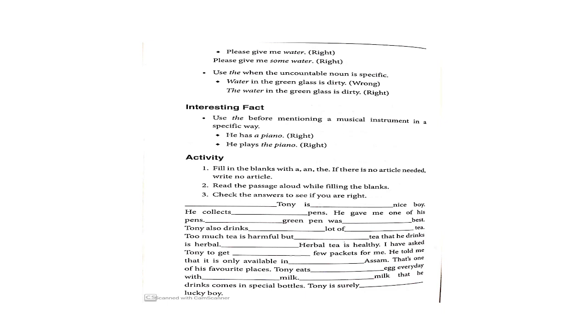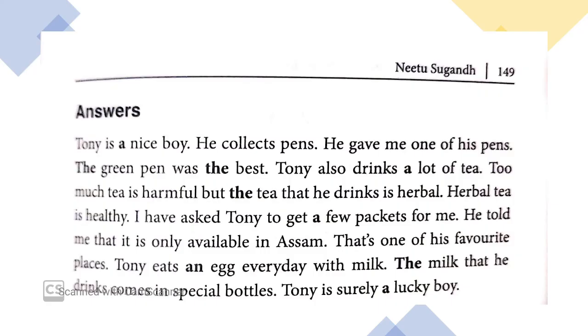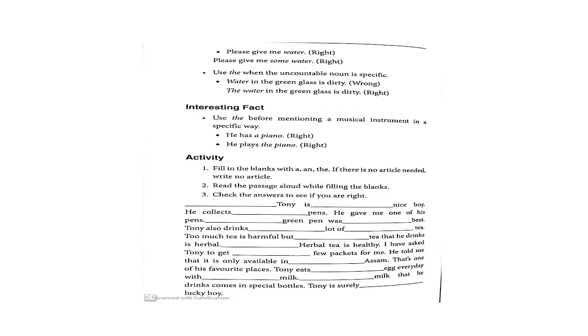So you have to do this activity. Fill in the blanks with a, the, or an. If there is no article needed, write no article. Read the passage aloud while filling the blanks and check the answer to see if you are right. So here are the answers. Tony is a nice boy. He collects pens. He gave me one of his pens. The green pen was the best.